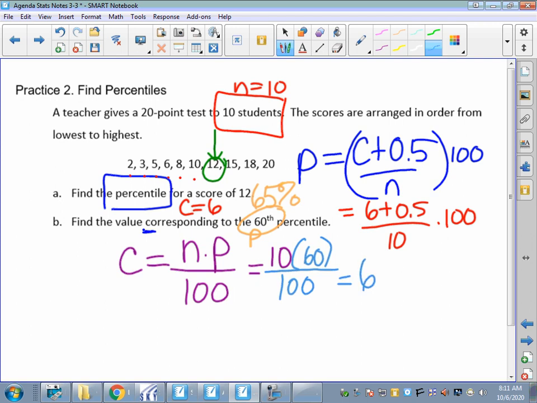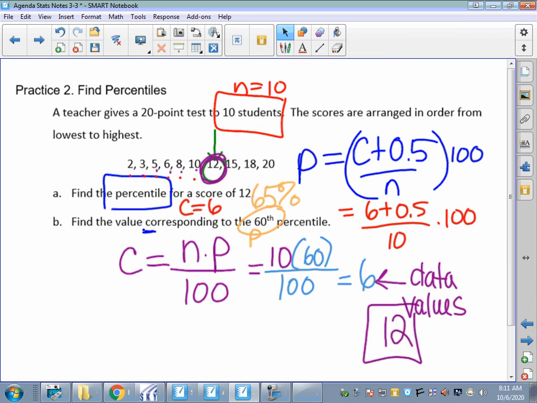6, remember, is the number of data points below. So C is always equal to our number of data values below a specific value. So we're going to go with the 6 data values and then count to the 7th. So 1, 2, 3, 4, 5, 6. 12 corresponds to that because we have to have 6 data values below. So we came out with the same thing, right? The 60th percentile was the data value 12. 12 came up to a 65th percentile.